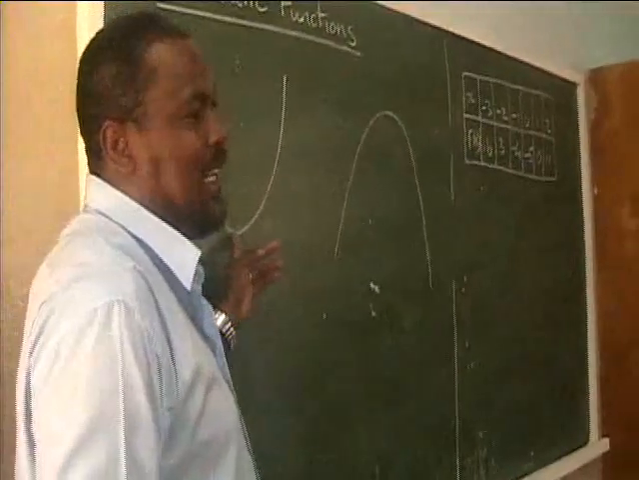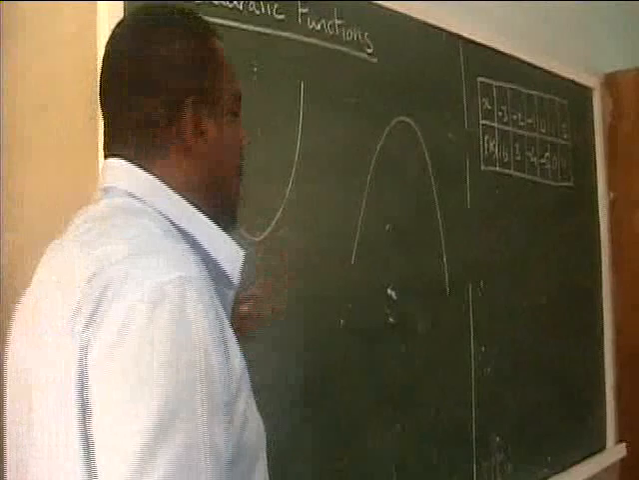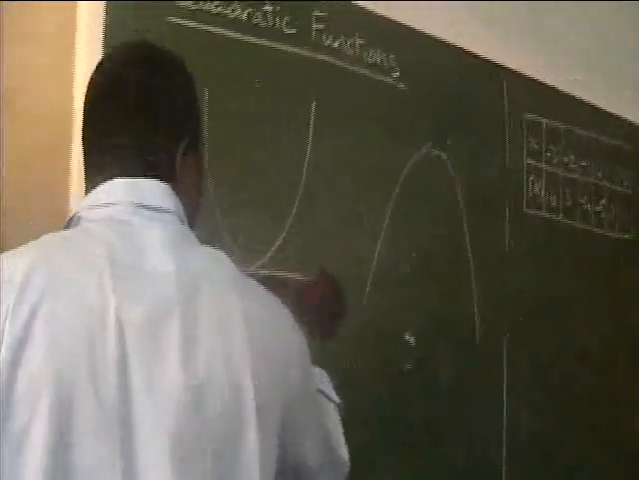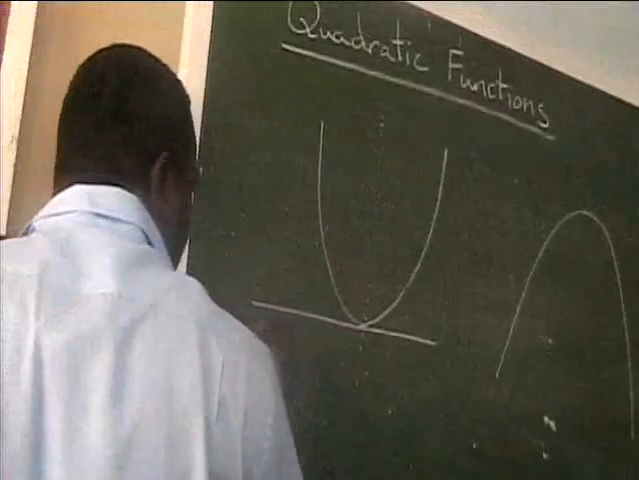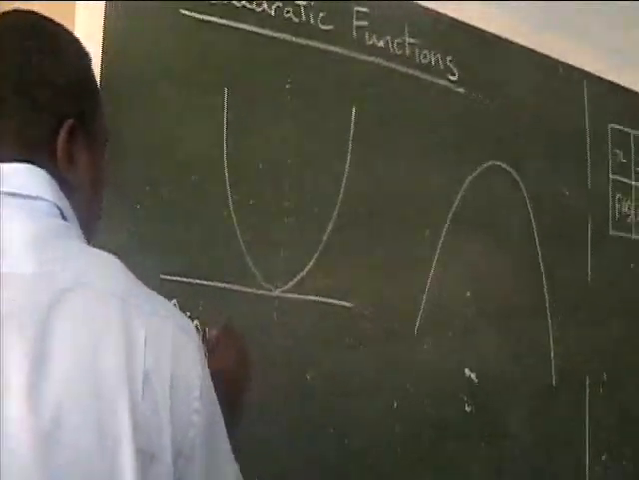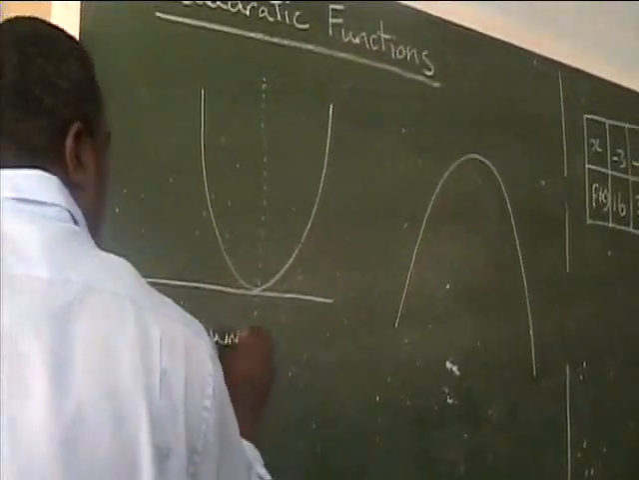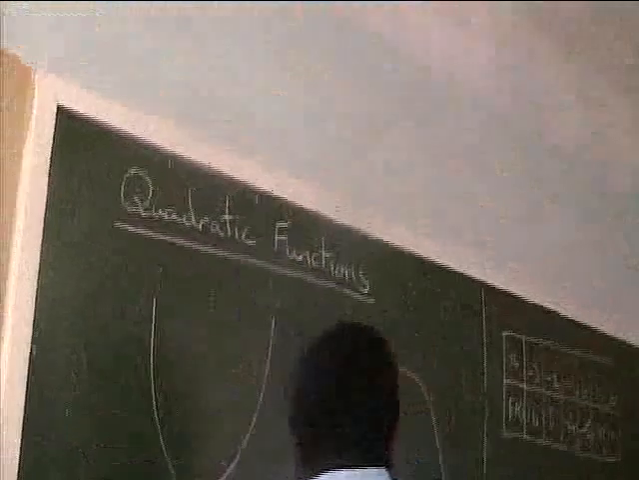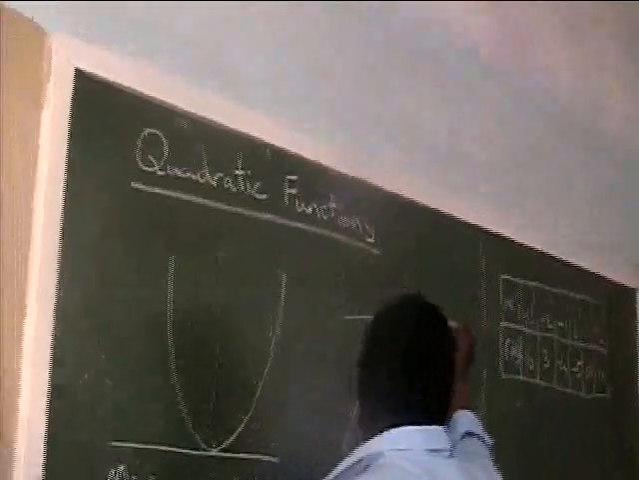Okay, and we have 2 more students. This point down here is the least point, which we call the minimum point. Alright? So this point here produces what we call a minimum point. And this point here produces what we call a maximum point.